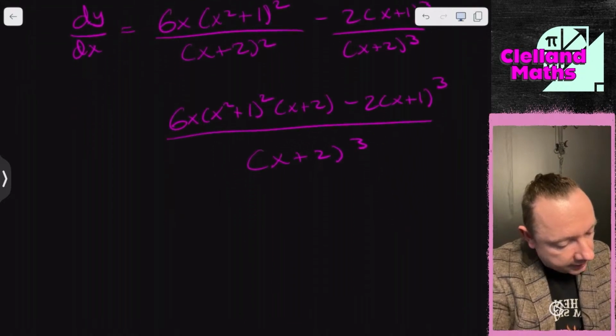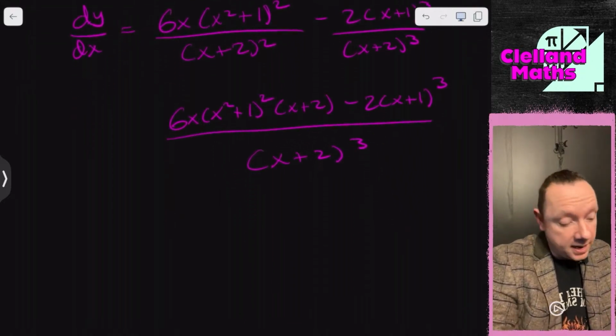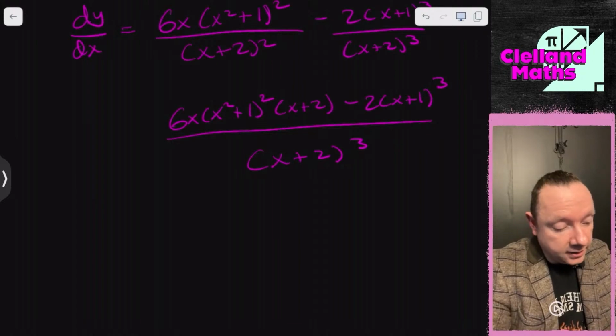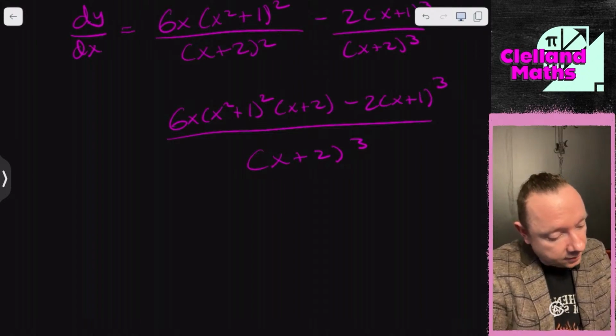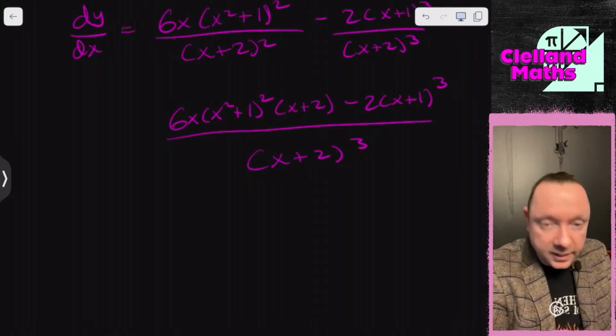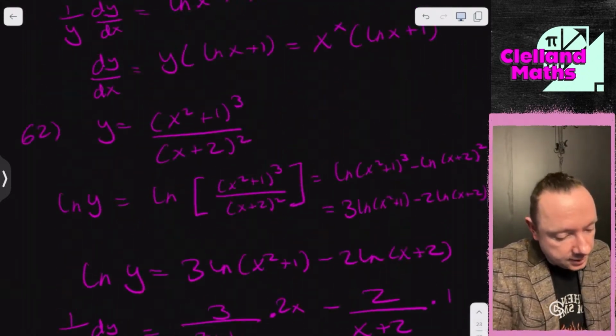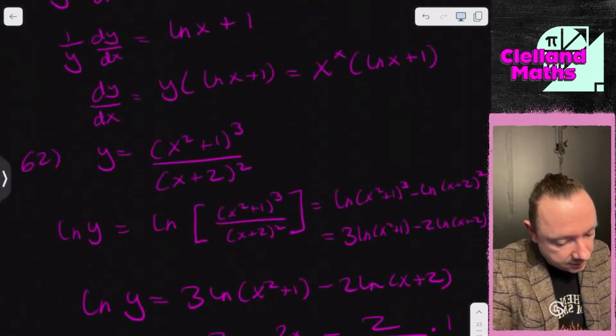Now you could go ahead and expand the top, try and factorize it, see if you get anything nicer or neater. But I think I'll probably just leave that one there, because otherwise I'll be here all day. So I'm just going to leave that one. But you get the idea, yeah?